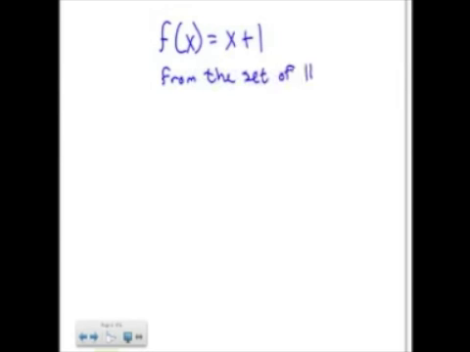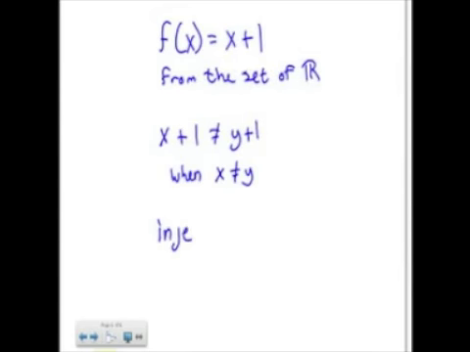Here's an example of a one-to-one function. F of x is equal to x plus 1, and it's from the set of real numbers. Okay, so f of x is equal to x plus 1 is a one-to-one function because x plus 1 is not equal to y plus 1 when x is not equal to y, which is the definition of injections.